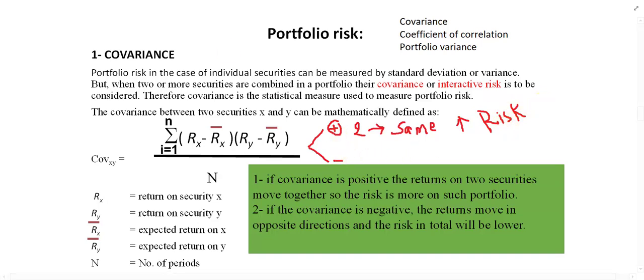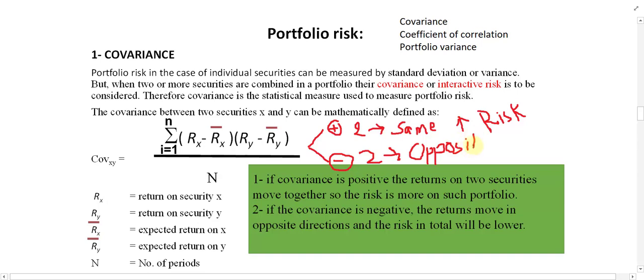But on the other side, if the result of this covariance is negative, it means the two securities which you have combined are opposite of each other. They are going in opposite directions. If one goes to the positive side, the other may go to the negative. Simply, both will not go in the same direction. If their direction is different, definitely in this case the risk of the portfolio is less.